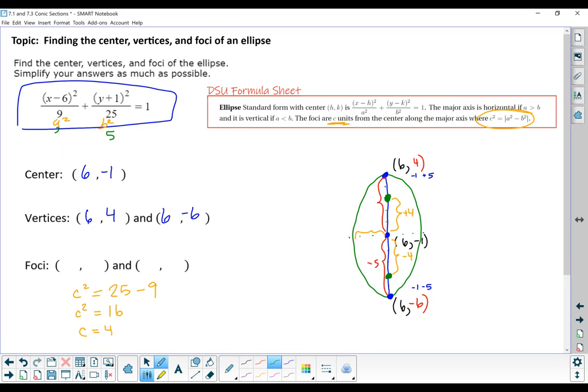So that puts this lower focus at 6, -5. And that puts this upper focus at 6, 3. So that 3 comes from -1 plus 4.